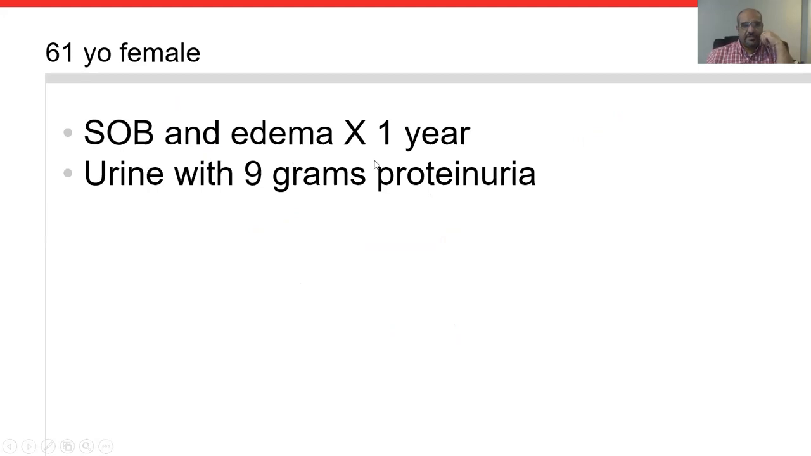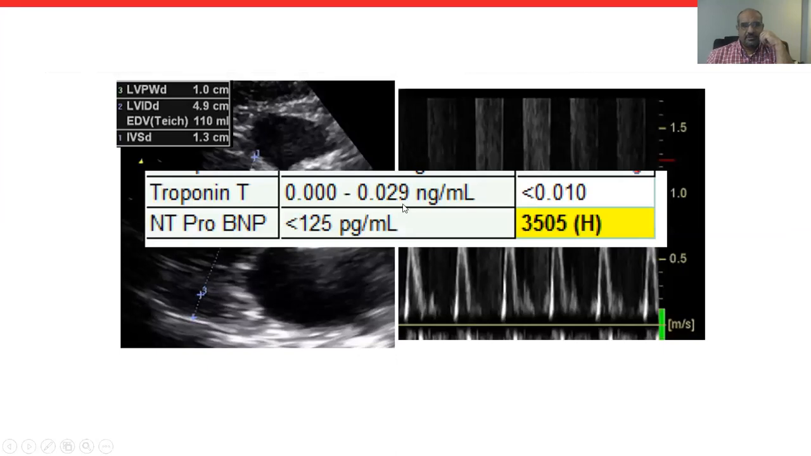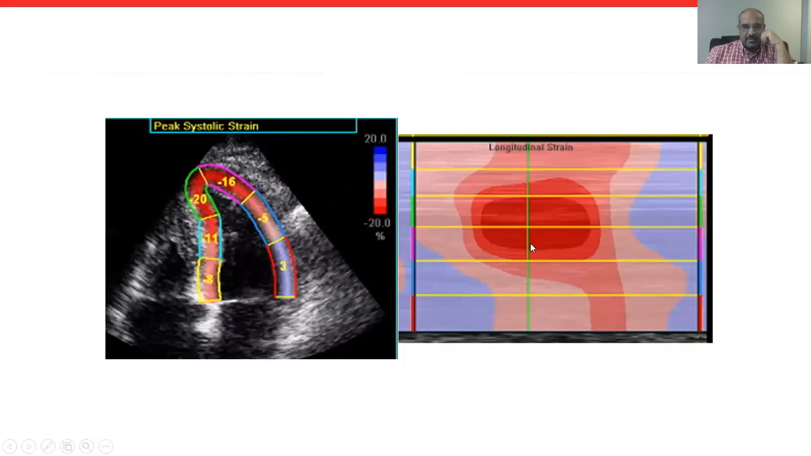A 61-year-old female with shortness of breath and edema for 1 year, urine with 9 grams of protein, and low voltage ECG, as you can see, or maybe a pseudo-infarction pattern here in V1, V2. Serum troponin was mildly elevated or normal, but NT-proBNP was very high, 3,505. So this patient has clear manifest heart failure, and this is the echo, with the typical strain showing spared apex and symmetrically affected base, the bull's eye, as I said before.